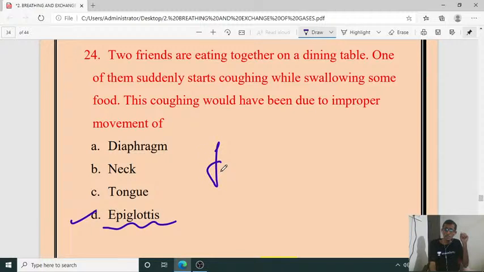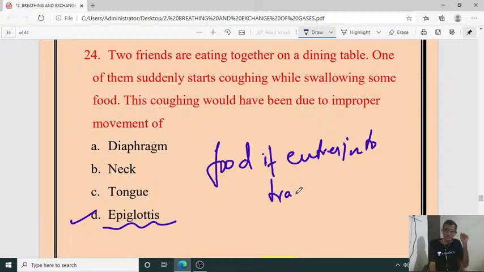If food enters into the trachea, we can observe coughing to vacate it. So the right answer is D for the 24th question.